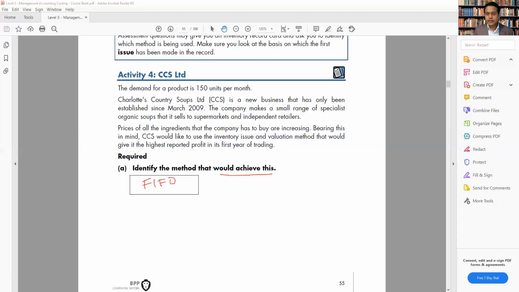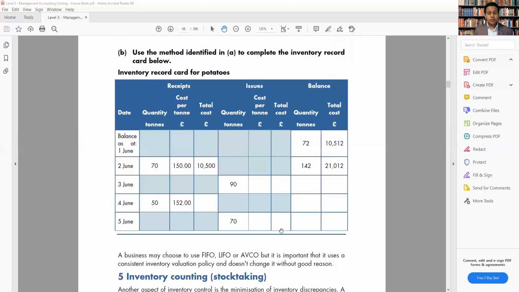Let's do this one together. Now we're going to use FIFO in this table. In the exam, of course, you have to choose it from the drop down list. You don't have to write it yourself, but here we have to write. First, we have the opening balance. We can see we have 72 units in the warehouse, and the value of the 72 units is 10,512. That is 1st of June.